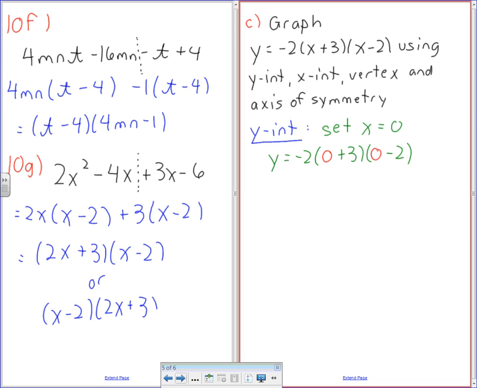All right, Calvin, what is 0 plus 3? What is 0 minus 2? Good. You're not done yet. What is negative 2 times 3, Calvin? Good. And what's negative 6 times negative 2? Good.